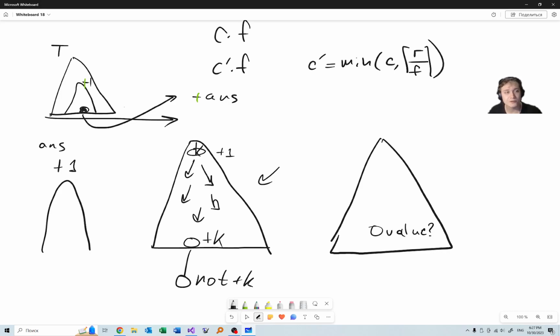So the question is, how can we fast add 1 to the subtree and find the value in some vertex. And there is where the second idea comes. This can be done via the thing called Euler tour.